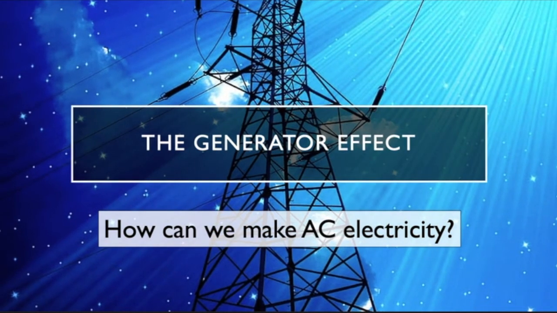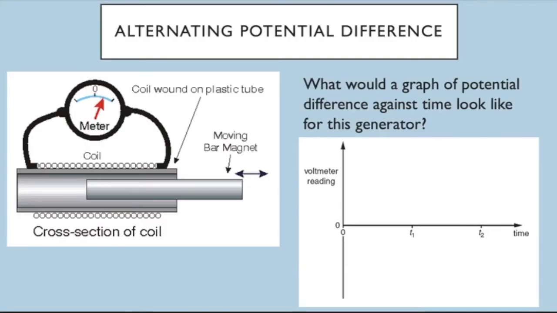Okay, so we asked at the beginning, how can we make AC electricity? Remember, AC means alternating current. When we've got a magnet moving inside a solenoid, we'll induce a potential difference. And if that solenoid is part of a complete circuit, it will induce a current. What we've seen is that if we move the magnet in different directions, we'll induce a potential difference in opposite directions. So by doing this repeatedly, we'd be able to induce an alternating potential difference.